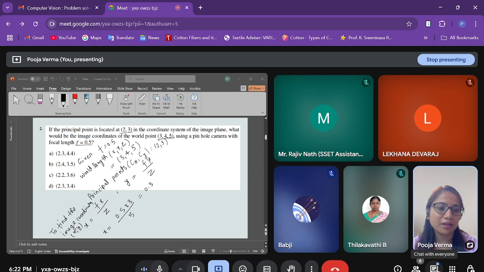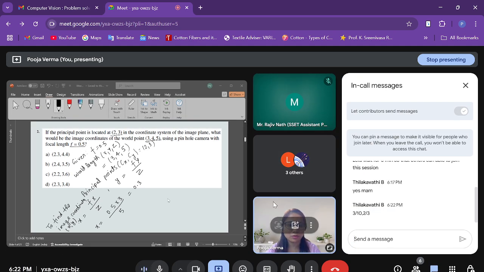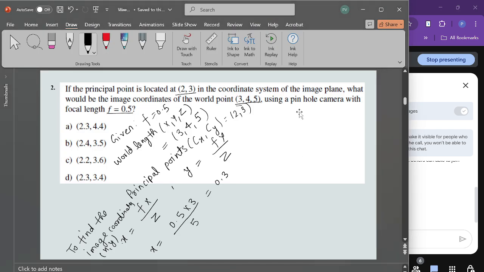You can write it that way, or in another way also. Since the points are given in decimals, it's better to represent it in this form. Again, 0.5 times 4 divided by 5 is 0.4. Yes, 0.4. So the image coordinates we have got are x comma y equal to 0.3, 0.4. Now it is a simple image coordinate.